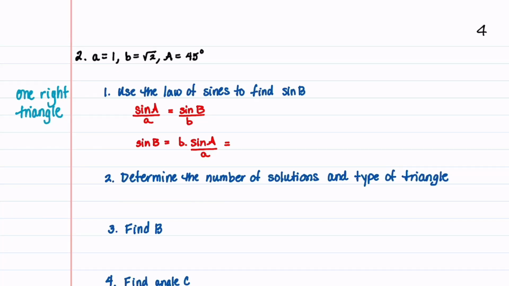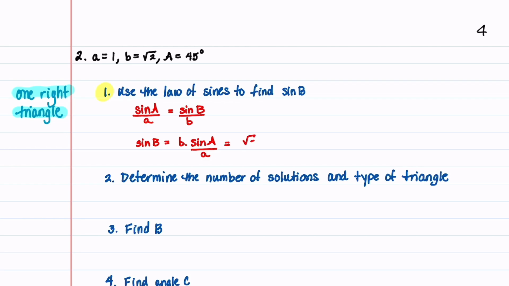In this video, I'm going to walk you through an example of the law of sines ambiguous case where we're going to get one right triangle. We'll start by using the law of sines to find the sine of angle B. I've already written down the formulas to save us some time, so let's just plug things in.